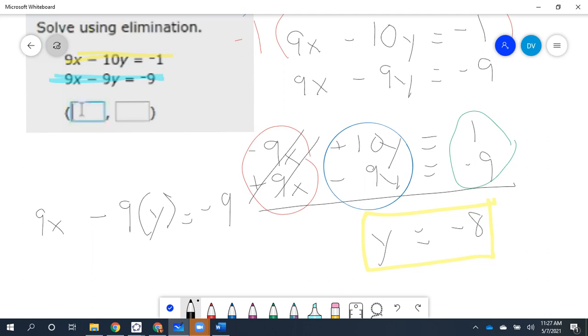Now, we just got done saying a minute ago, we highlighted it with yellow, that y is equal to negative 8. So we can substitute it. That's the technical word. We can replace the y with a negative 8. I like to say erase and replace. We're going to erase that y and replace it with a negative 8. Okay? So what we're going to get is 9x, and then negative times negative is positive. I'm thinking positive 72, and negative 9. Okay.